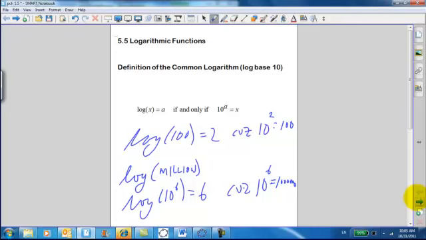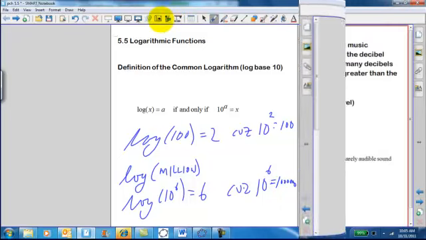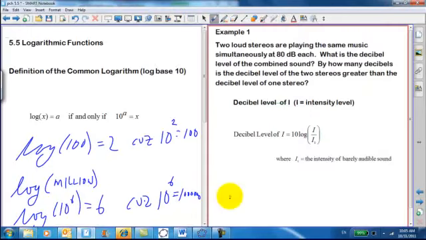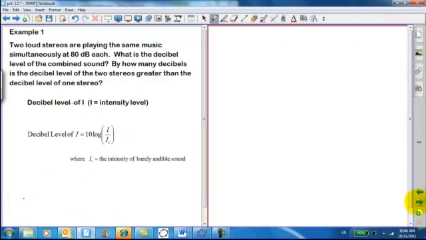Okay, let's look at an application of this right away. Decibel levels. Two loud stereos are playing the same music simultaneously at 80 decibels each. What is the decibel level of the combined sound? And by how many decibels does this increase? Well, here's the formula, and you don't have to memorize this formula. This would be given to you. It's an application problem. The decibel level of an intensity level I is equal to 10 times the log of the intensity over the I naught, where this I naught is the intensity of barely audible sound.